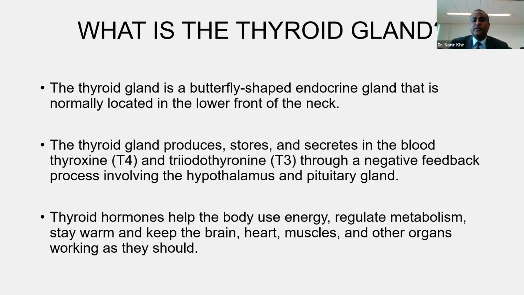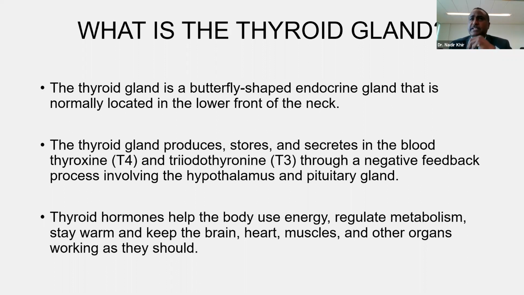So what is the thyroid gland? Thyroid gland is a butterfly-shaped endocrine gland that normally sits in the front of the neck. So when we say in the front of the neck, we say the front, the center, and the lower part of the neck. Not here, not there. It's right in the middle and the way down close to the clavicles. So that's where the thyroid sits.